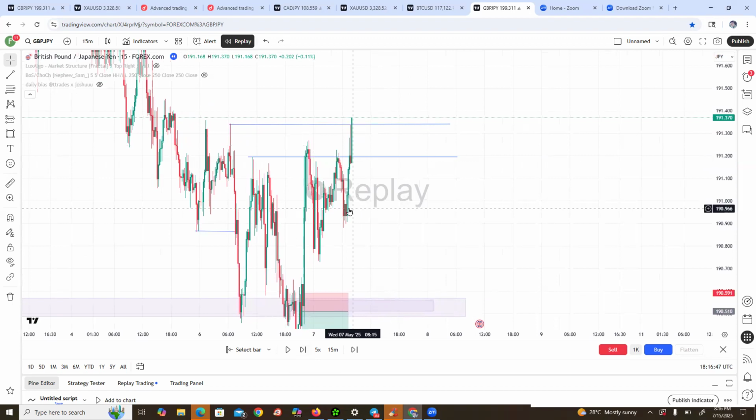Now this order block broke. This order block now broke this high. Let's see if it will close above it. It's closed above it now. This is our inducement, if it should go back again.